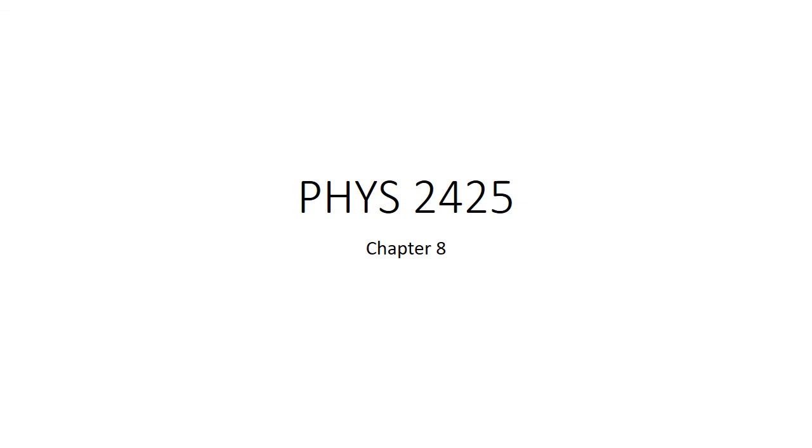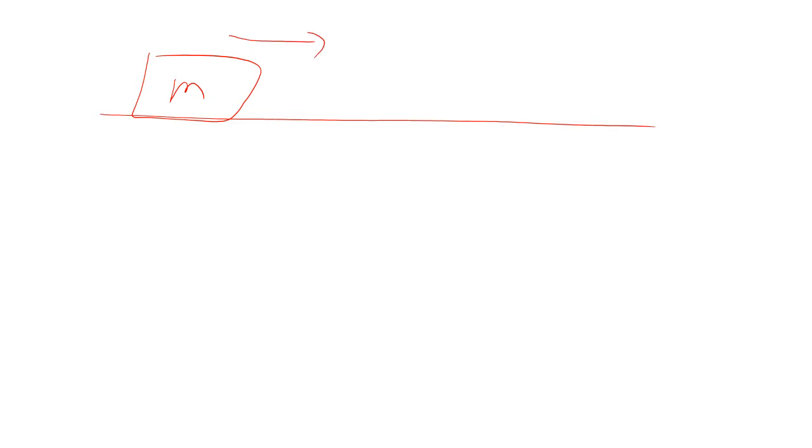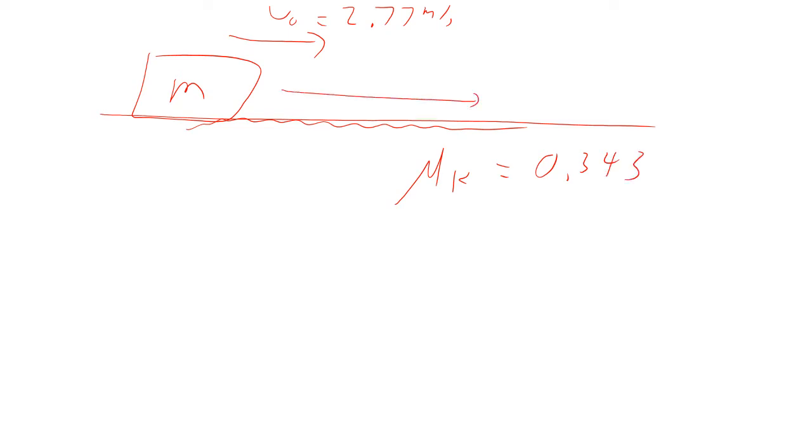Okay, let's do an example problem in which something is sliding to a stop with friction. We've done this problem before, so we've got some mass m, and it's moving with some initial velocity. Let's say the initial velocity is 2.77 meters per second. It's sliding along a rough surface in which the coefficient of kinetic friction is 0.343. And I want to know how far does it go until it stops.